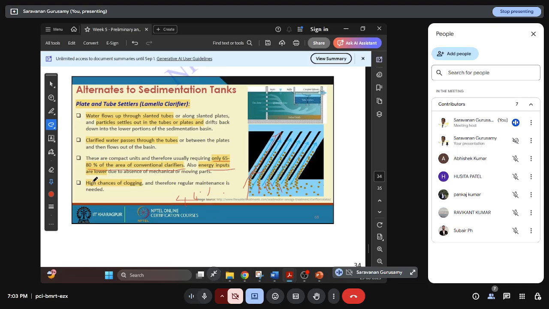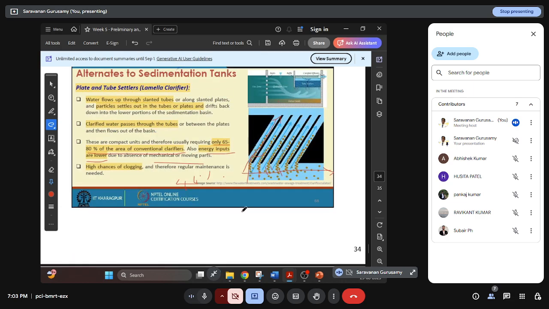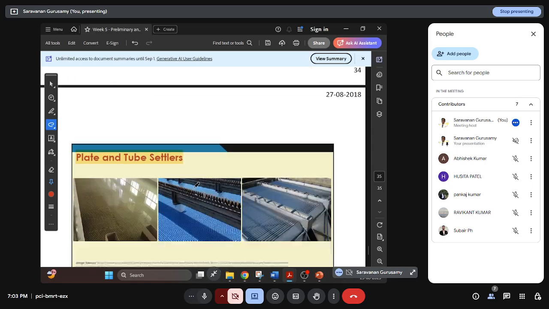Energy input is much lower compared to the other sedimentation tanks, because we need no cleaning equipment. All the particles are normally settling. We need no reactors. All the particles can be easily removed here. But the problem is the high chance of clogging. If it clogs this path, it will not be useful.